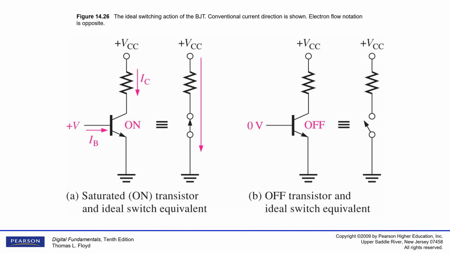When the base is less than 0.7 volts above the emitter, the transistor is off and acts like an open switch. So in simple terms, if we apply 3.3 volts to the base, basically it's on, or the switch is closed. If we have 0 volts, then the electronic switch is open. The PNP transistor operates the opposite way.